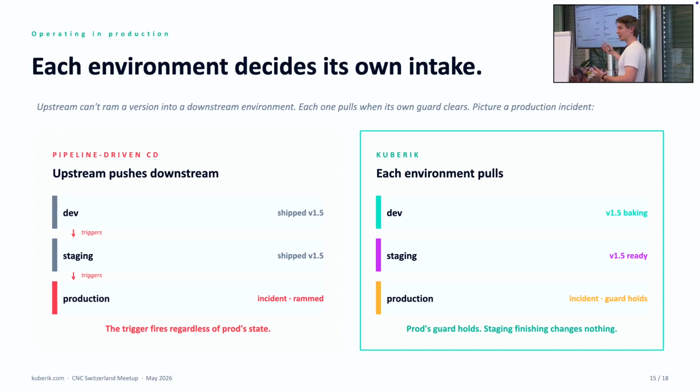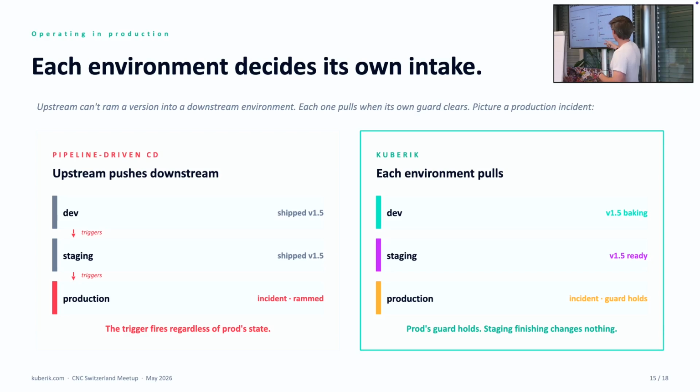Each environment or each Kuberik instance is just running its own loop. If you add a traditional pipeline, like going from dev to staging to prod, dev would tell staging that it needs to deploy, and staging cannot say anything about it. Because Kuberik models its own environment, it says production can only deploy when production decides to. Staging can only say this version is ready or not.